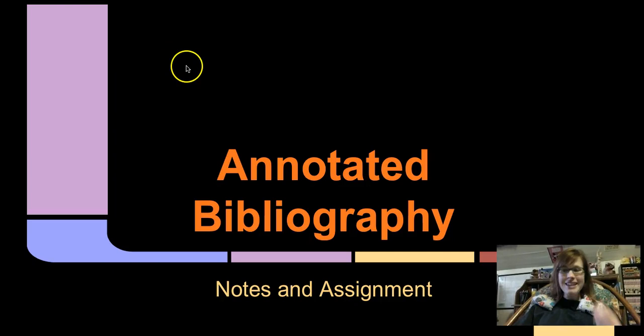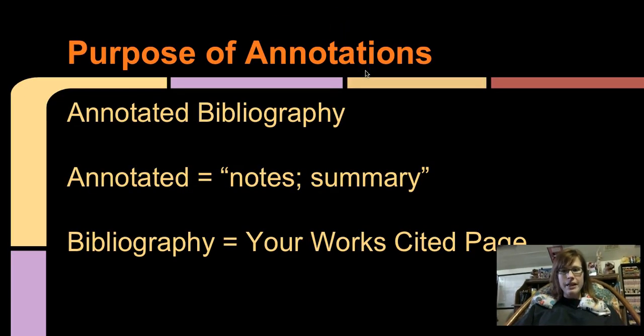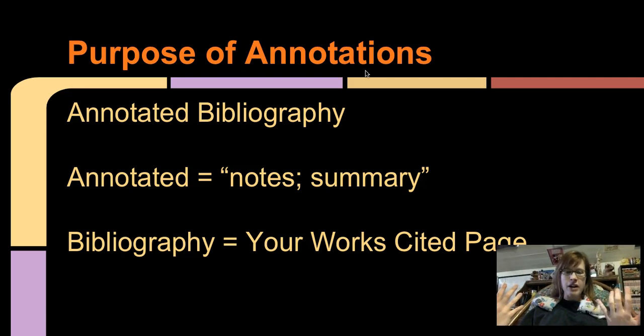All right, so an annotated bibliography is simply these things. Annotated is a simple word for notes or summary, meaning that you're summarizing something or you're writing notes about it. That's all annotated means. And bibliography is just a fancy word for our works cited page. Which, a note about that.